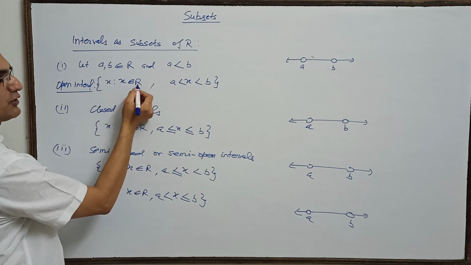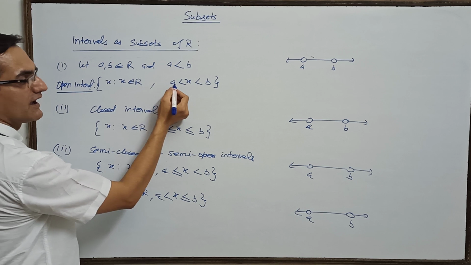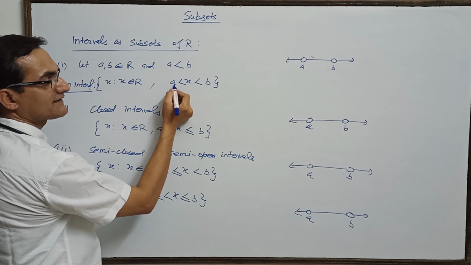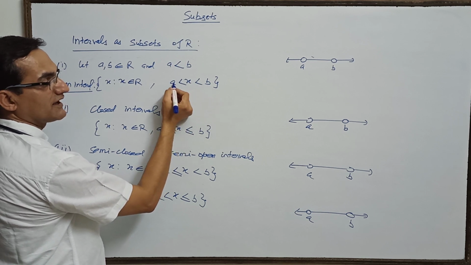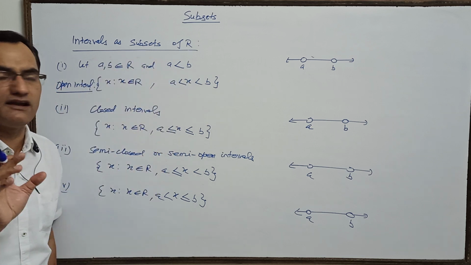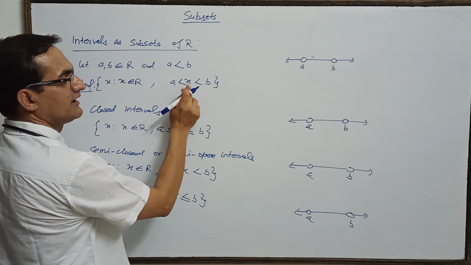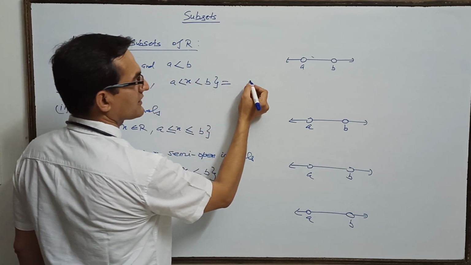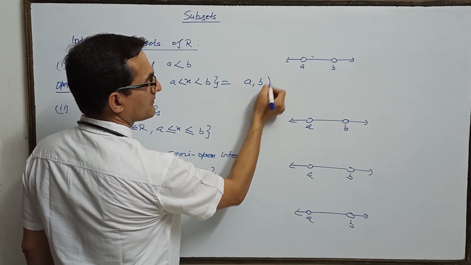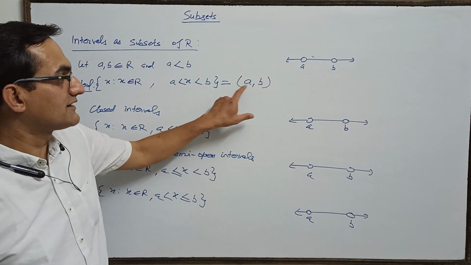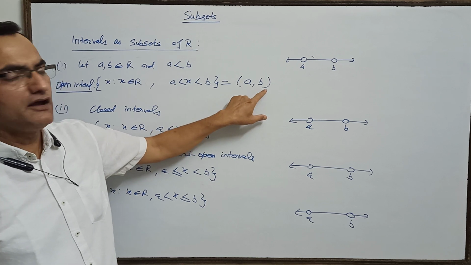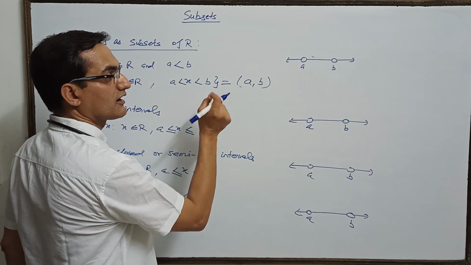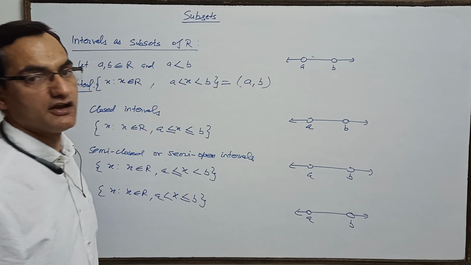x such that x belongs to real numbers and x is greater than A and less than B. Now we have written x is greater than A and less than B. It means A and B are not included in x. A and B are not included. X is greater than A and less than B. We write it, we represent it as (A, B). This is the open interval. It is the symbol of the open interval. In this one, A and B are not included. All the real numbers between A and B are included in it.